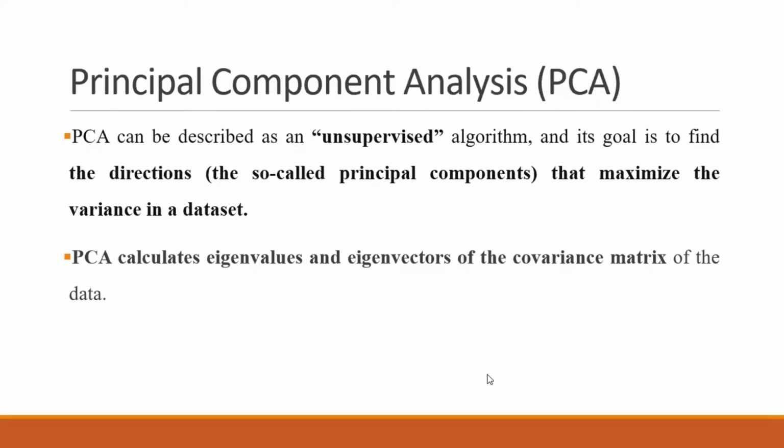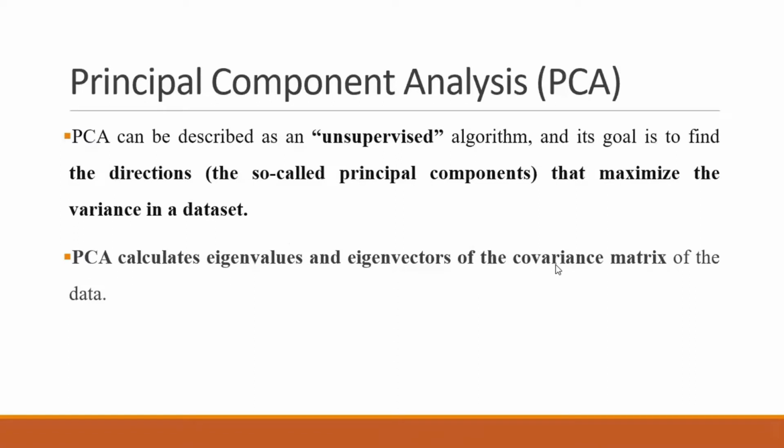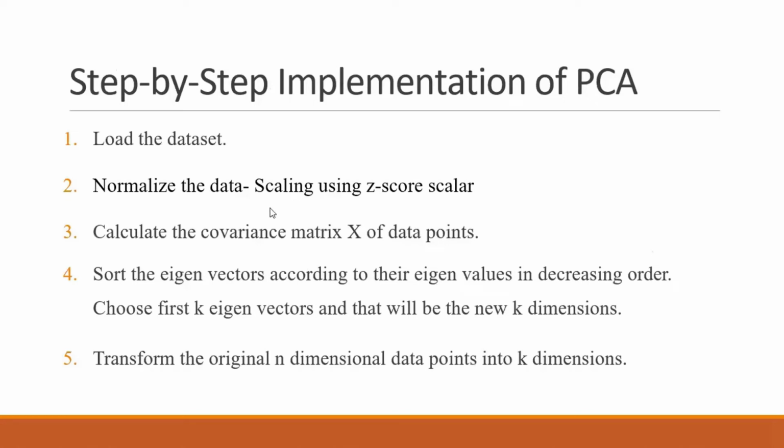So generally PCA is an unsupervised algorithm, that we know. First of all, I want to discuss the basic steps of PCA, but before that, I want to give an introduction also. PCA is an unsupervised algorithm, and the basic goal is to convert the original dataset into principal components so that we can maximize the variance in that dataset. And PCA will calculate the eigenvalue and eigenvector of the covariance matrix. We will do that practically today, but these are the basic steps.